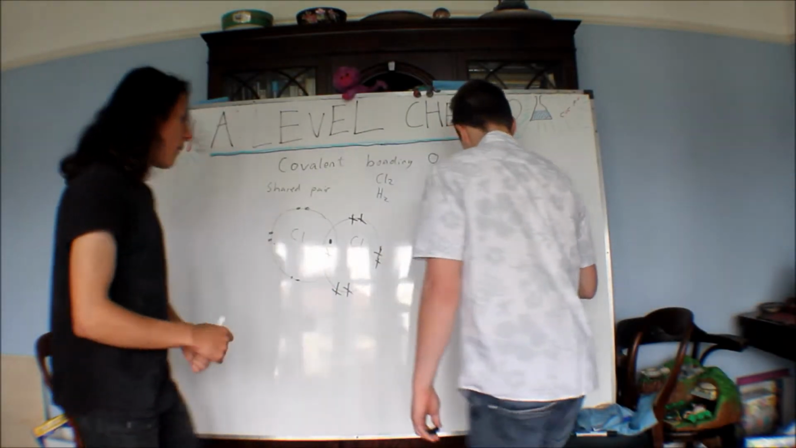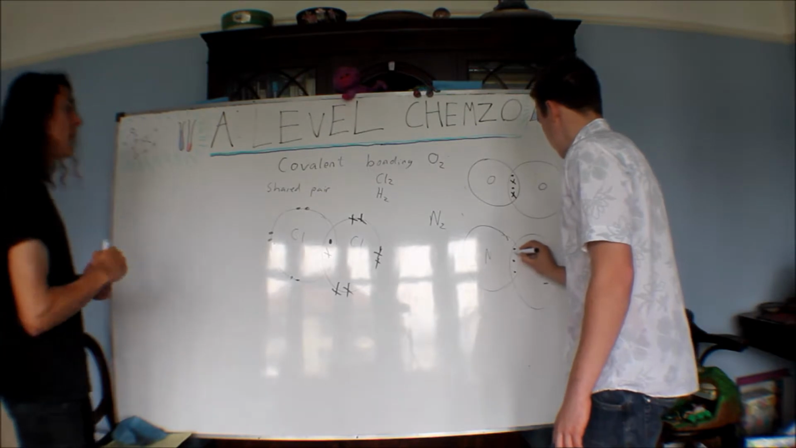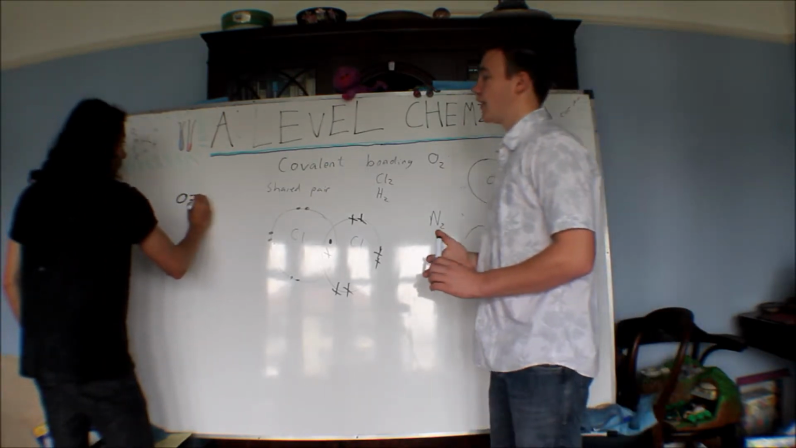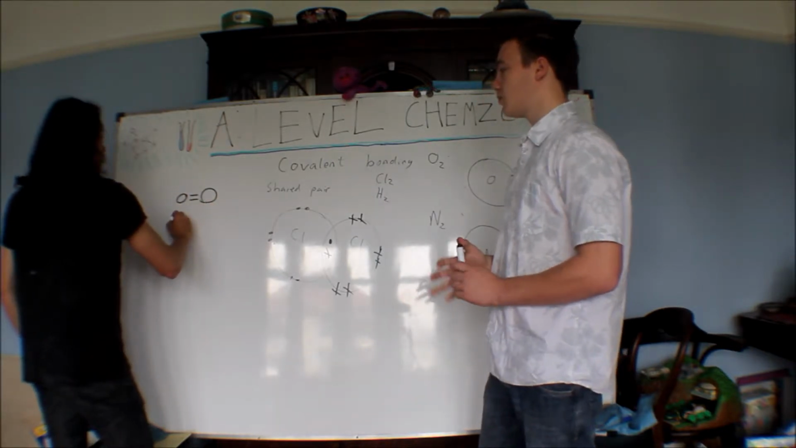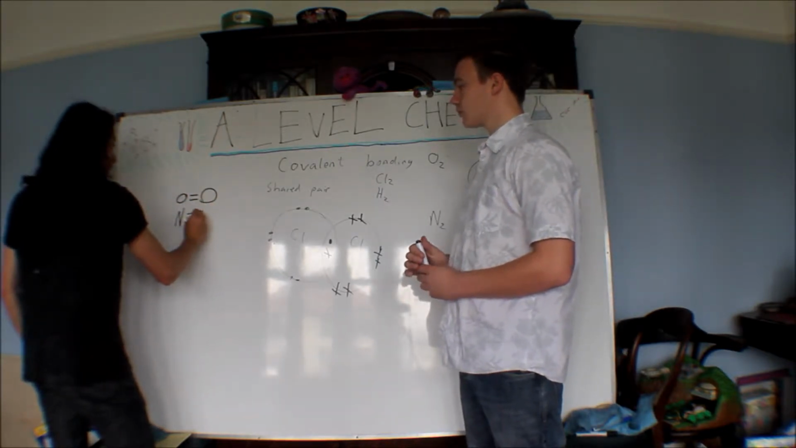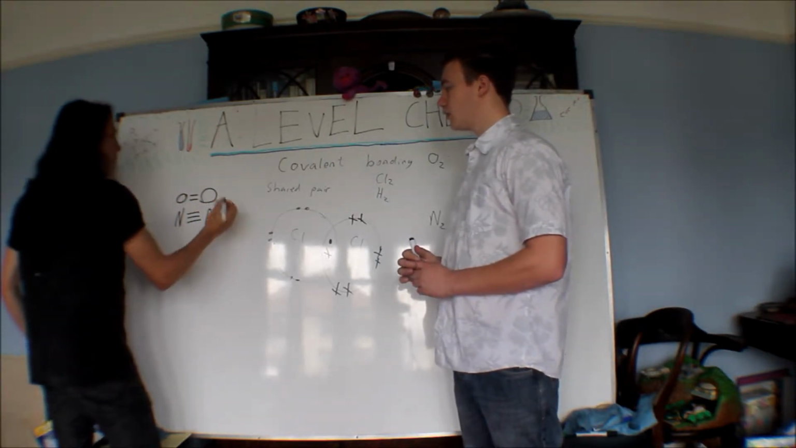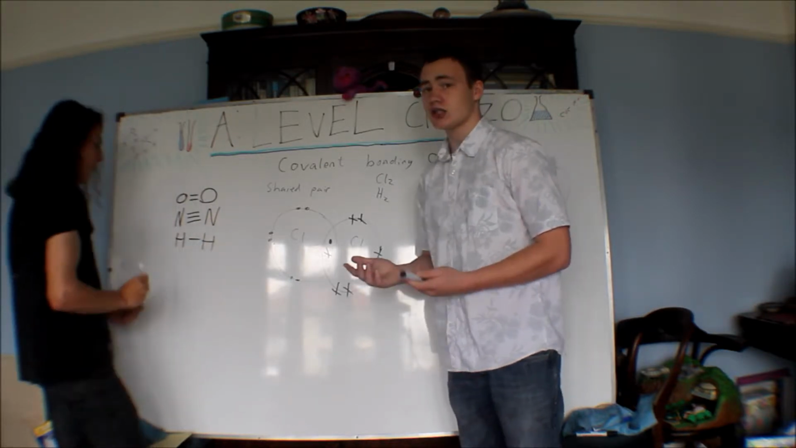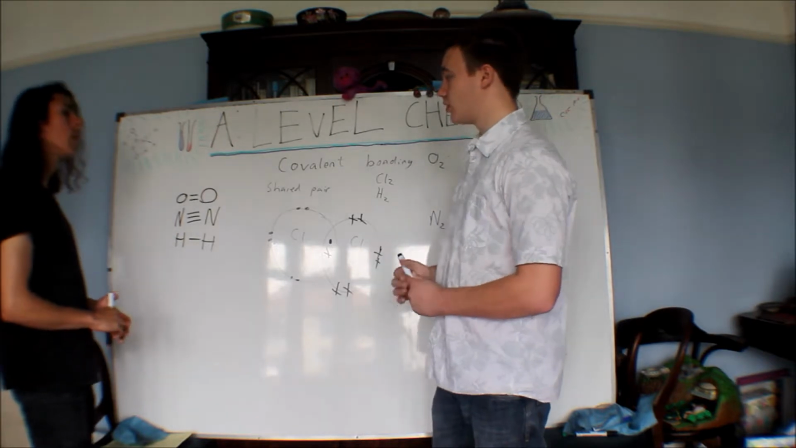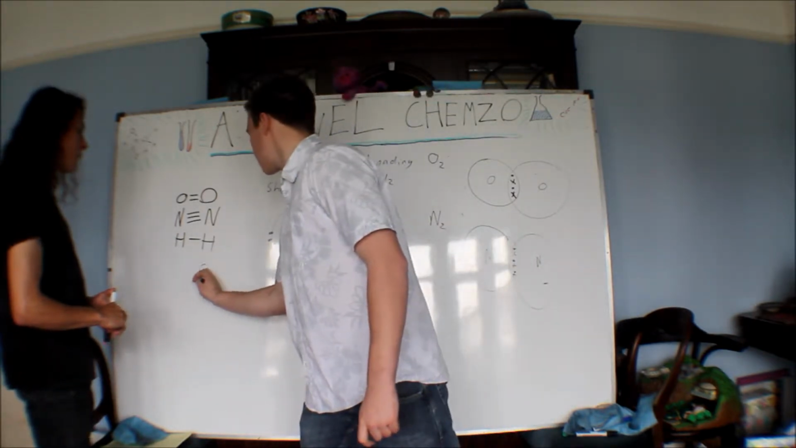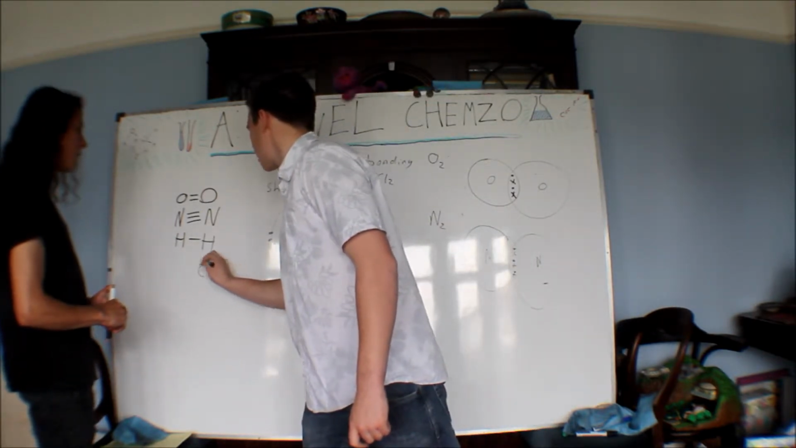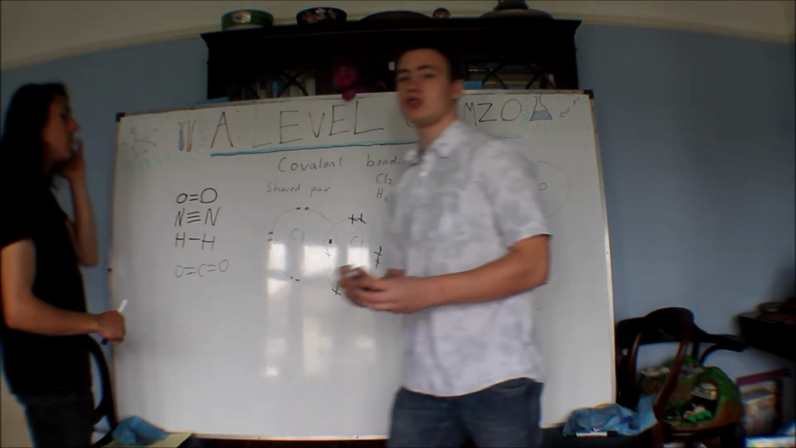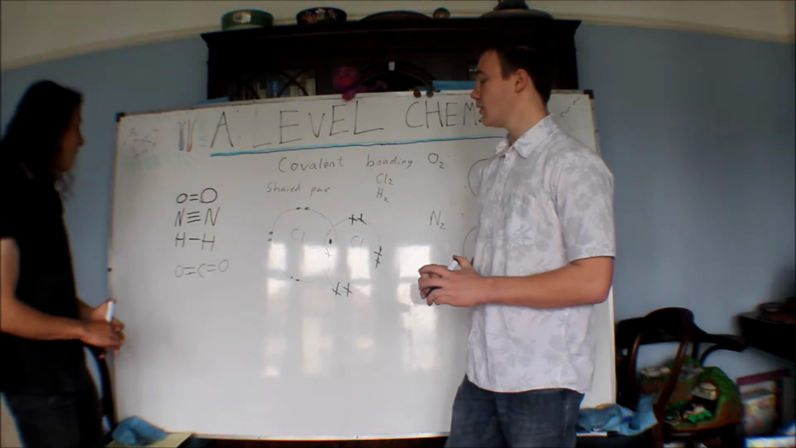But if you were to talk about them, you'd write it. The O would be a double bond, so that'd be like that. N would be triple, so that'd be 3 lines. And a single bond would be a single line. And because carbon can have 4, in CO2 the carbon's in the middle, it forms 2 double bonds either side.